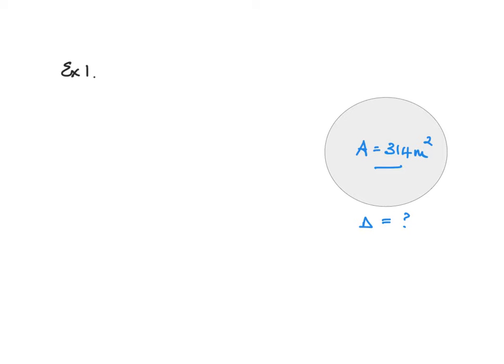So our first example, we've got a circle with an area of 314 meters squared and we want to work out the diameter. Well, if we're given the area, the only thing that we can do is divide by pi and take the square root. That allows us to work out the radius. So 314 divided by pi and square rooted, and that gives us the answer 10.